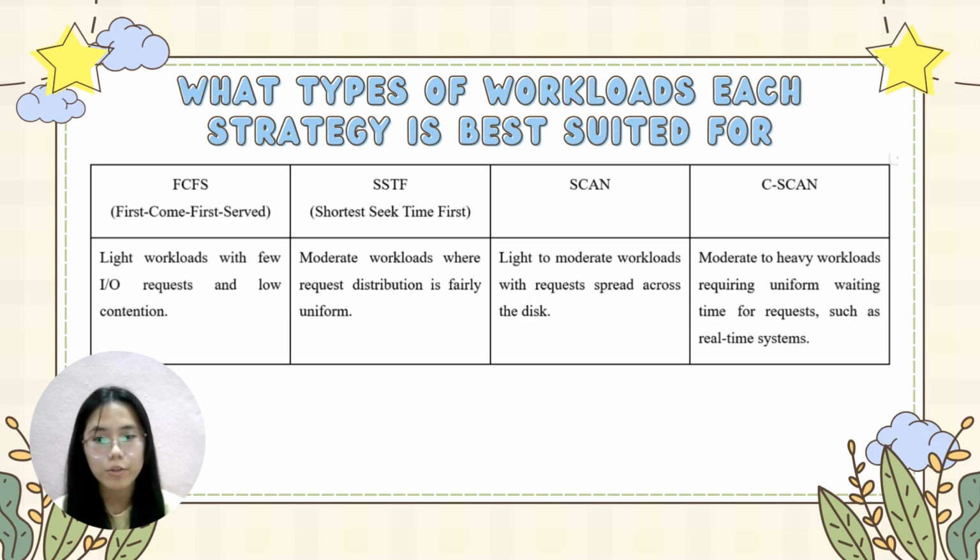For the second part, I would like to explain what types of workloads each strategy is best suited for. First come first serve is suited for light workloads with few I/O requests and low contention. Shortest seek time first is for moderate workloads where request distribution is fairly uniform. For SCAN, light to moderate workloads with requests spread across the disk. For C-SCAN, moderate to heavy workloads requiring uniform waiting time for requests, such as real-time systems.